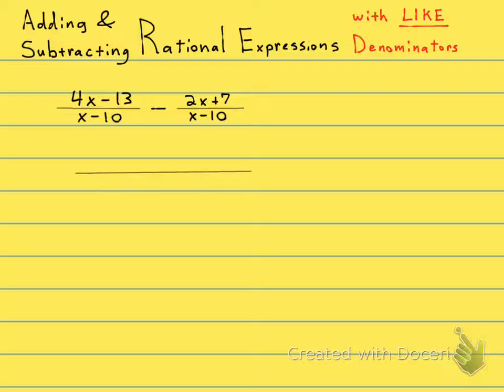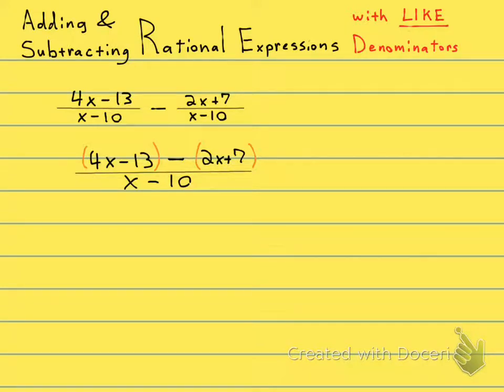I'm going to write the whole thing over your common denominator, x minus 10. And now to put it together as one fraction, I have 4x minus 13, that's a binomial, and I am subtracting 2x plus 7. Okay, so I'm going to put this 2x plus 7, so you can look at this as a binomial minus a binomial, instead of looking at it as individual terms.